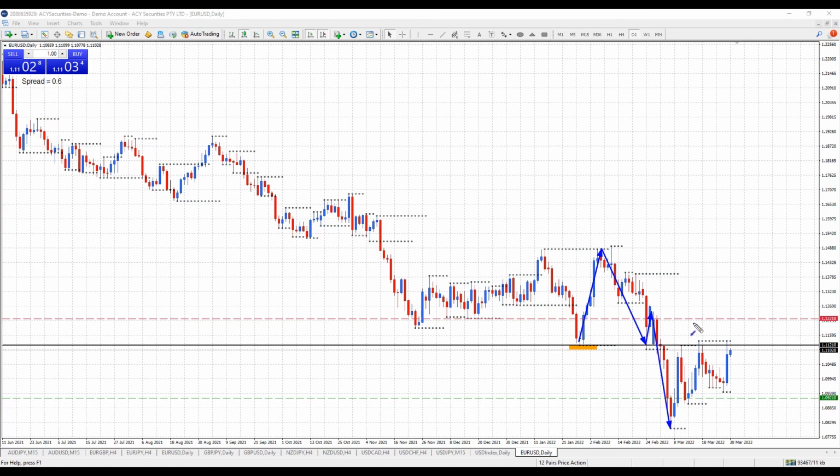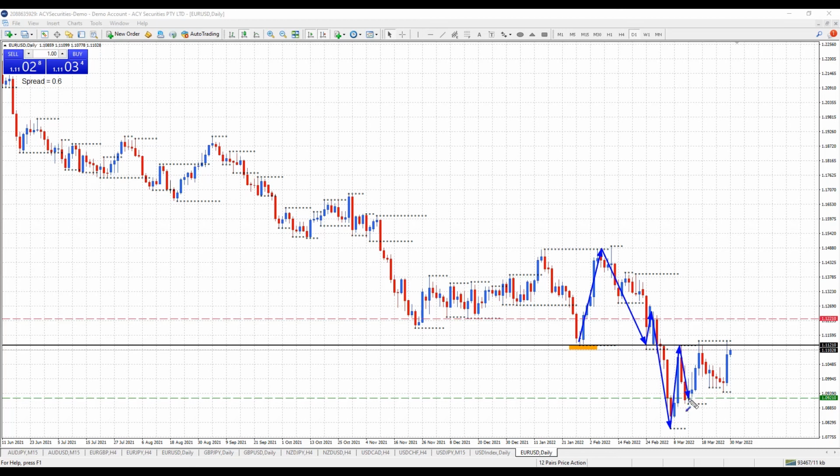So again, I've got my 100 pip stop loss level drawn in here, my 200 pip target drawn in here. So as price heads back up to that level, I would be looking to sell using a sell limit order at that level. Now I actually traded this level myself. It trades right up to resistance to the pip and then trades straight down and meets the profit target.